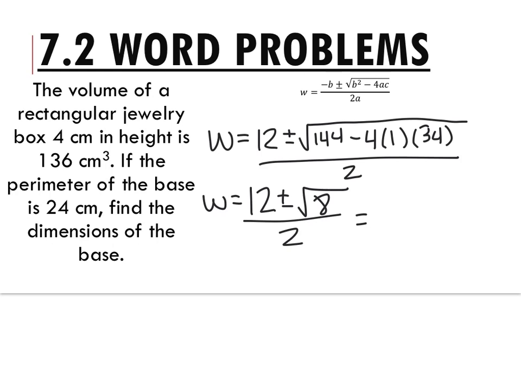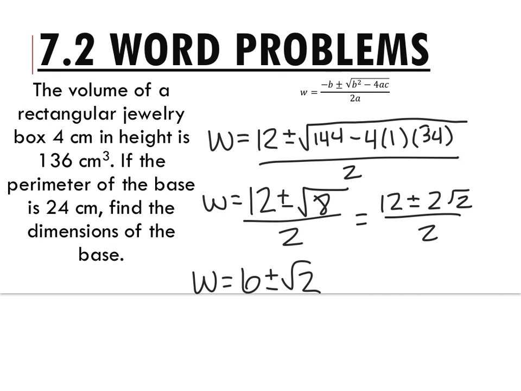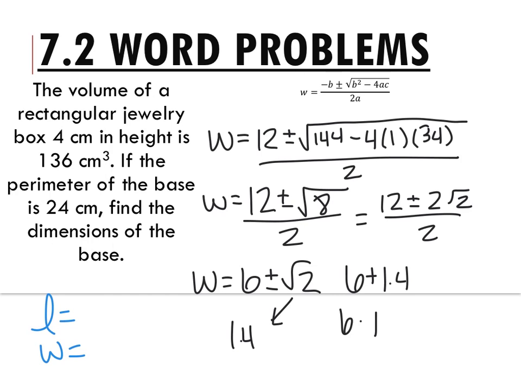And so this is equal to 12 plus or minus 2 square roots of 2 all over 2, which is the same as 6 plus or minus the square root of 2. Now, for this problem, we kind of want to figure out what the actual length is and what the actual width is, not as a radical, kind of as a decimal. So this is the same. I figured out that the square root of 2 is about 1.4. So this is the same as 6 plus 1.4 and 6 minus 1.4.